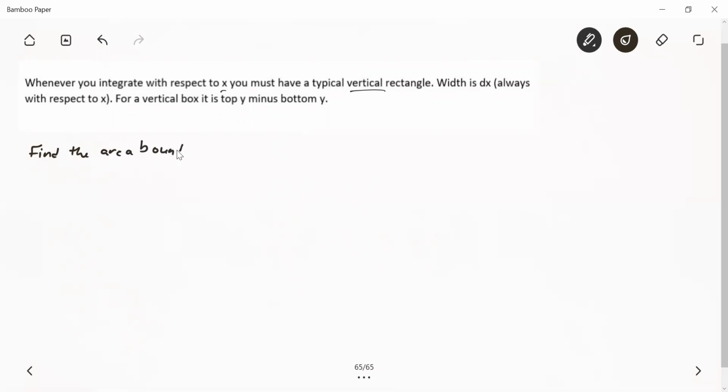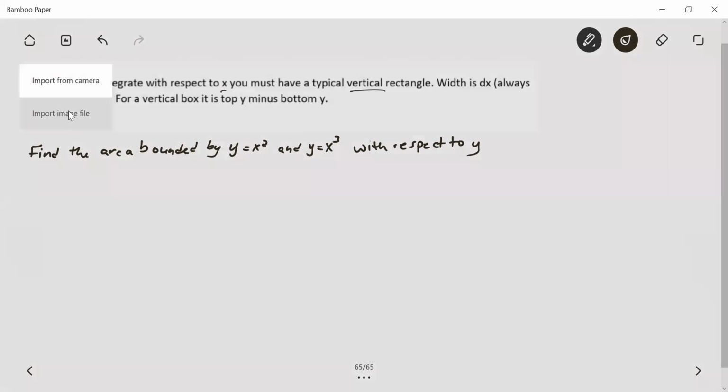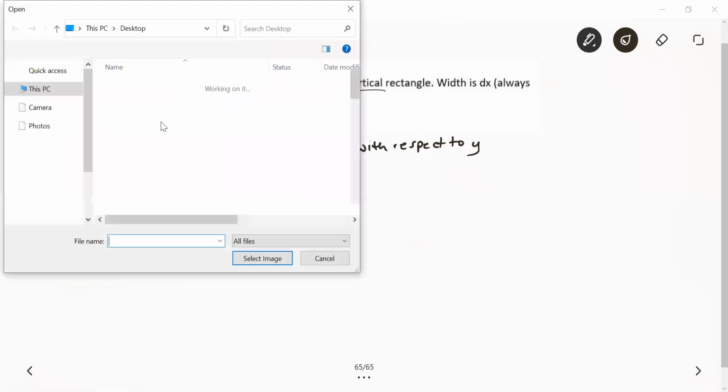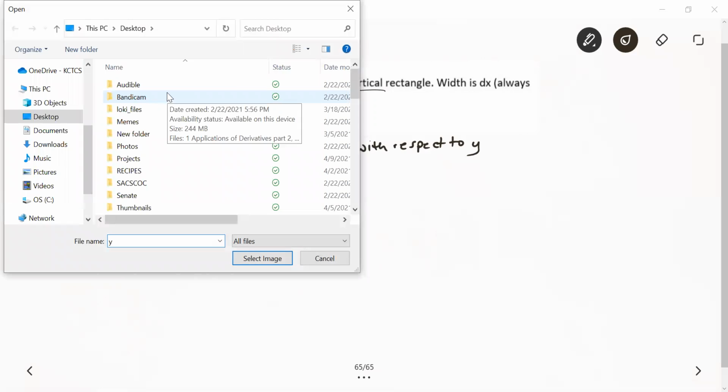So what if I asked you to find the area bounded by y equals x squared and y equals x cubed with respect to y? All right, so with respect to y. Well, this is if we had done this with respect to x. So how would with respect to y change? Well, let's look at that.